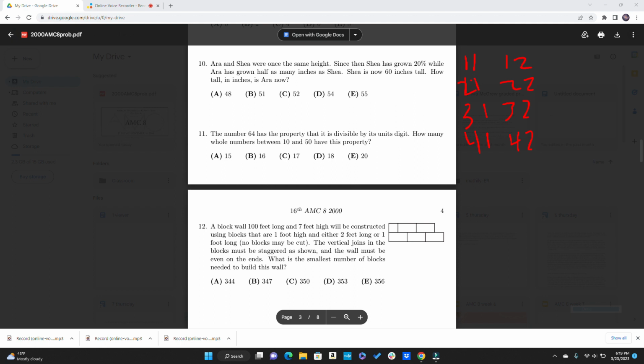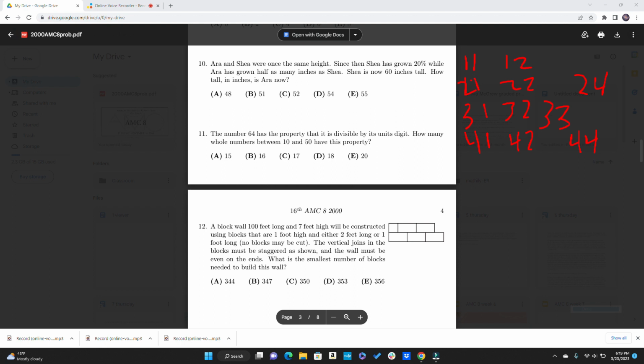There we have 13, 23, 33, and 43. Is 13 divisible by 3? Nope. Is 23? Also no. 33 is, though, so we can count in 33. 43 isn't either. All right. 4s. Is 14 divisible by 4? Nope. 24? Yes, it is. 34 isn't, and 44 is.